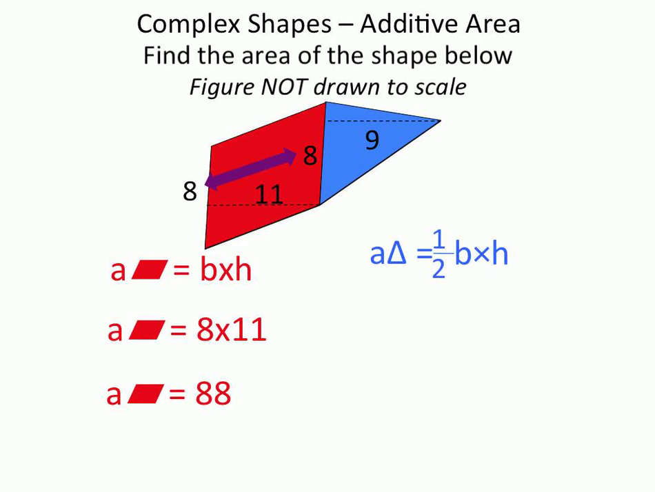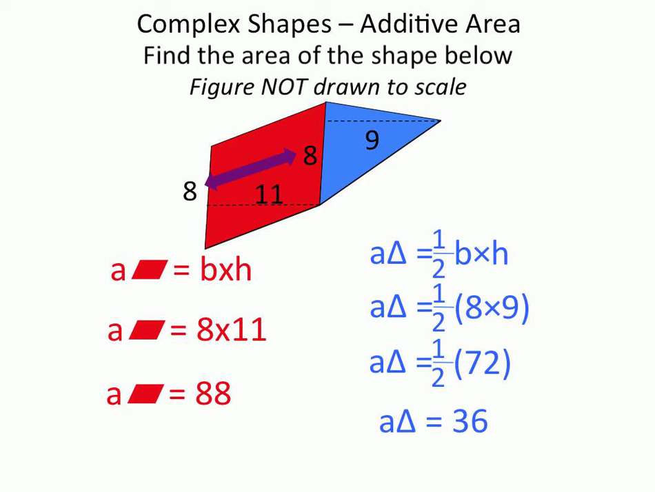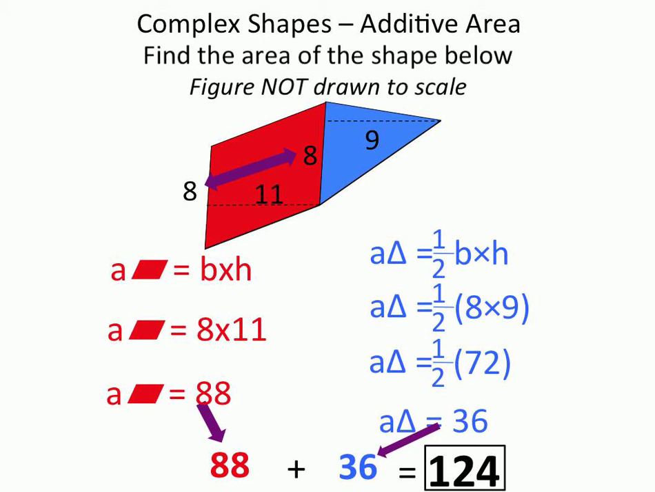I can use substitution to plug in my value of 8 for the base and 9 for the height. Multiply that out, I get 1/2 of 72. Multiply that out, I get 36. Now I simply have to add the values together because I want the whole thing. So 88 plus 36, when I add them together, I get 124. So the area of this entire shape together is 124.